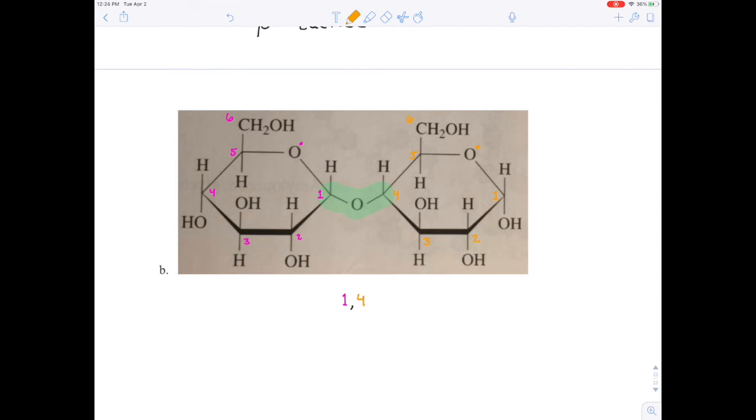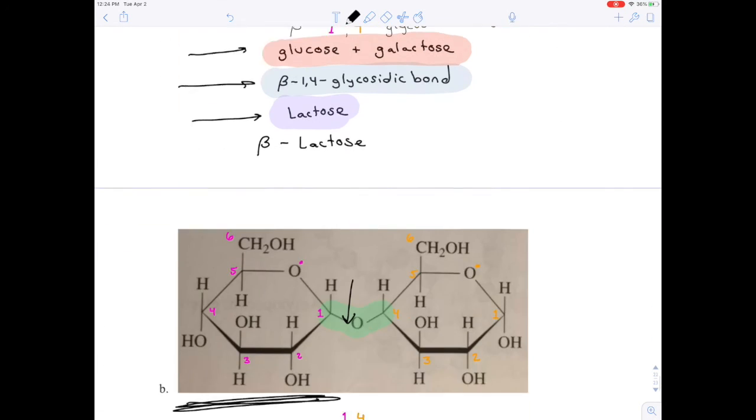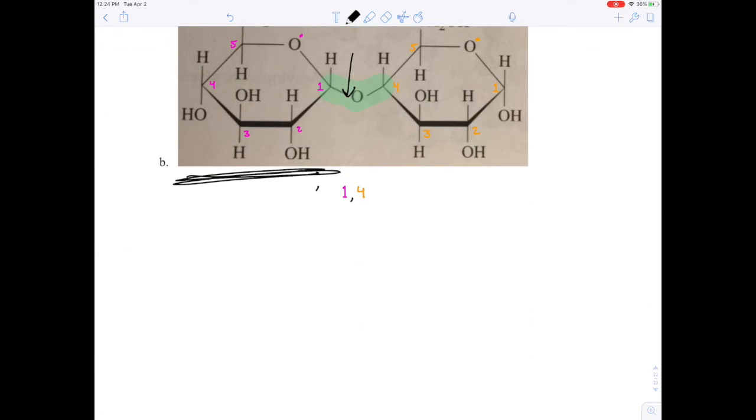Okay, next. To identify whether the glycosidic bond is alpha or beta, look at the ring on the left. Is the oxygen going up or down? Here it's going down. If it's going down, then it is alpha. So this is an alpha glycosidic bond. Specifically, it's an alpha-1,4 glycosidic bond.